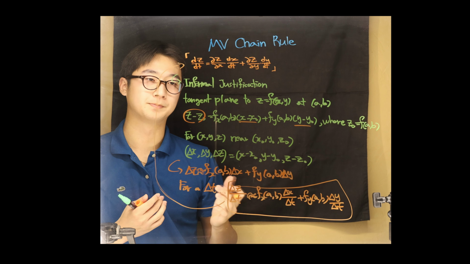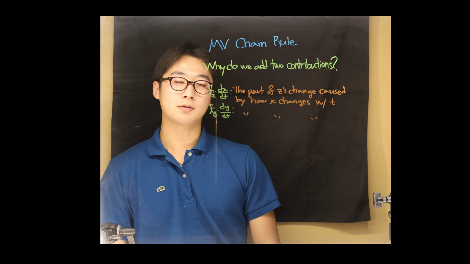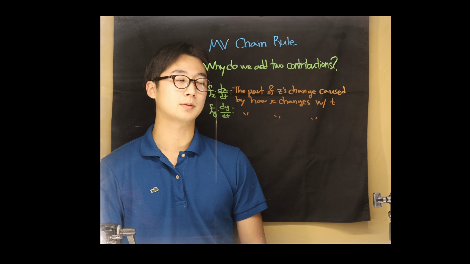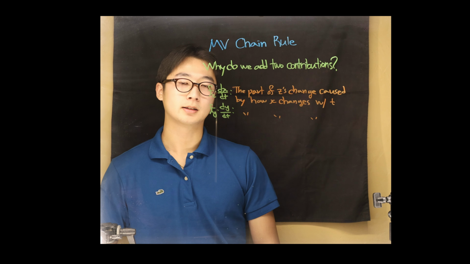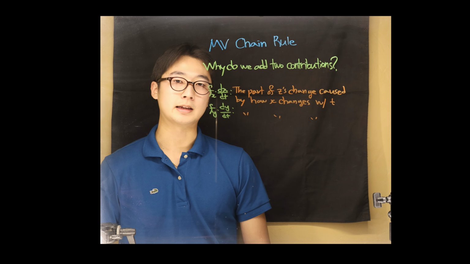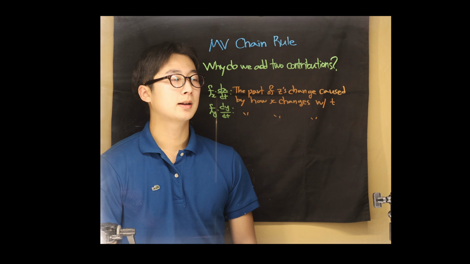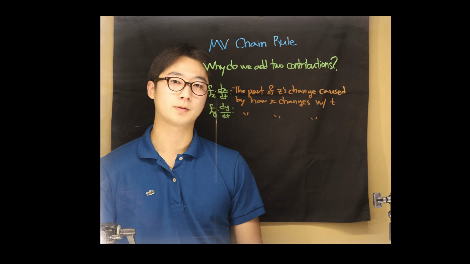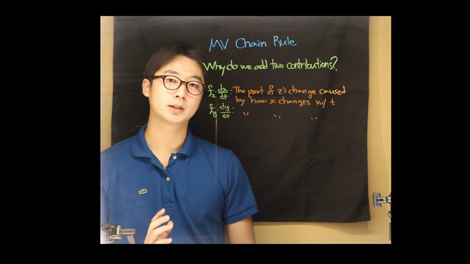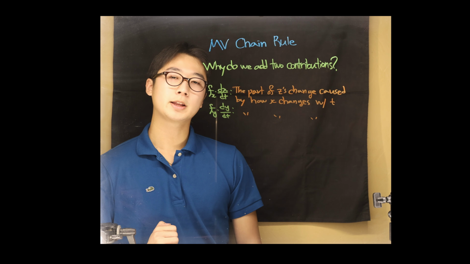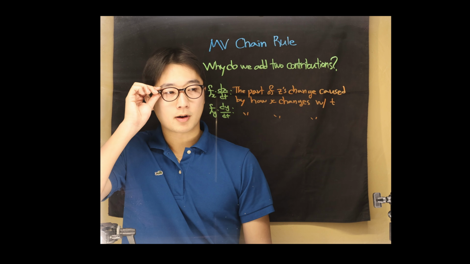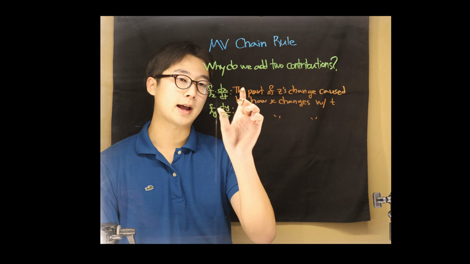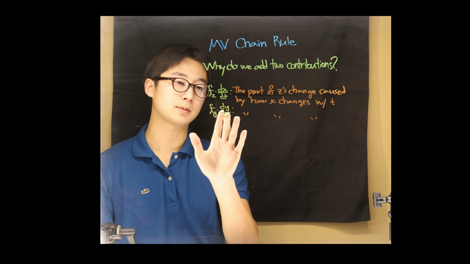So far, we talked about the mathematical formula of the chain rule in multivariable space, and we just talked about the intuition behind the formula, why that is it. At this point, at least for me, I was wondering a few things. I did have two questions. First, why do we add two contributions? Why do we add the x part, the partial x times dx dt, with partial y times dy dt?